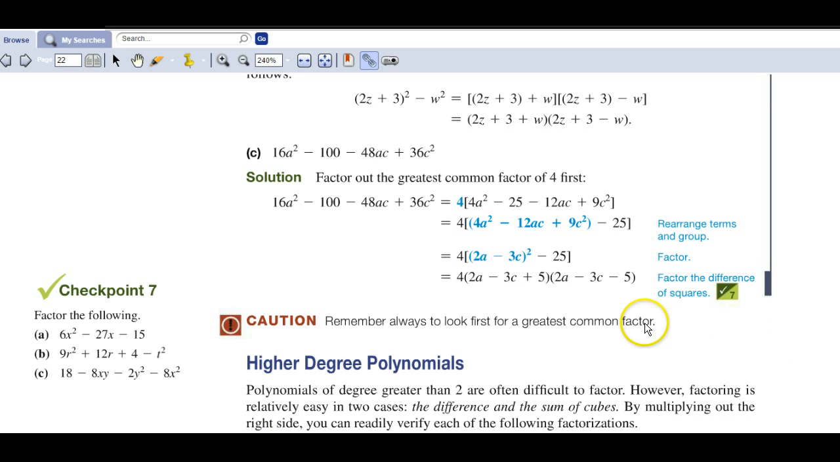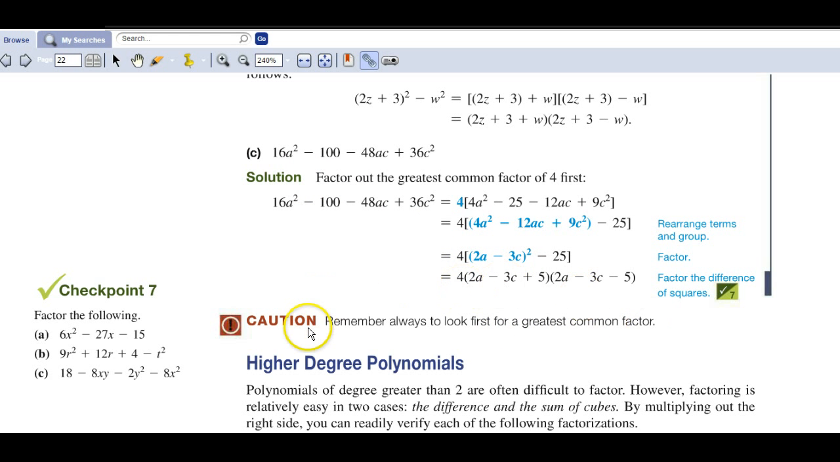Now for letter C, again, there is a common factor of 4. When you factor out that 4, it looks like this. And if you rearrange things a little bit so that it looks like this, there you see you have a perfect square trinomial that will factor into its binomial square, and then you just do what we've done above.